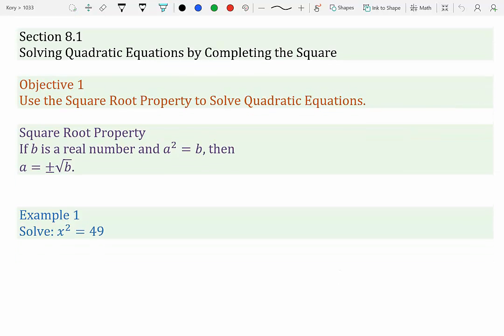8.1, solving quadratic equations by completing the square. So before we complete the square, we need to use the square root method, or excuse me, square root property. So square root property, if you have a squared that equals b, then a equals positive negative square root of b. So basically, anytime you take the square root of something, unless it's distance, it's always positive negative.